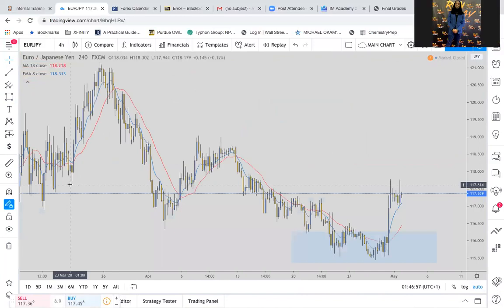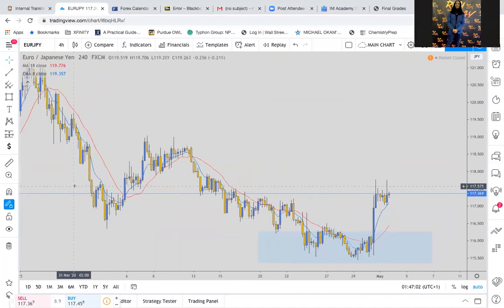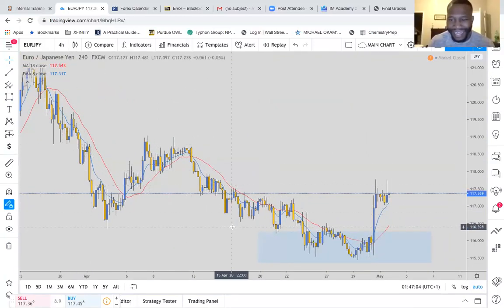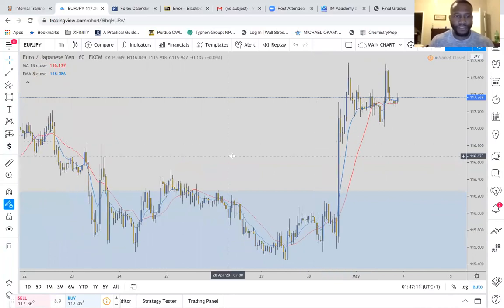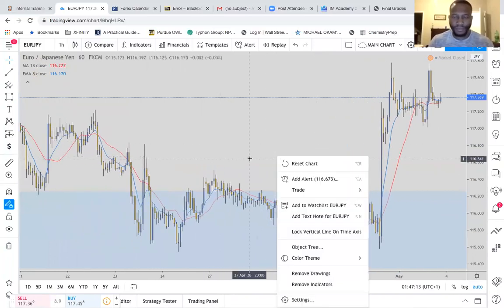But you can see how in the 4 hour it looks a little choppy. You can't really see the ranges. It's cluttered just a little bit. You can kind of see it, but I want to get the smallest detail to where I can see breaker structure and everything. So watch this, y'all. This is my thought process.